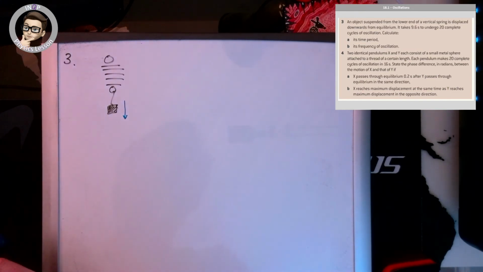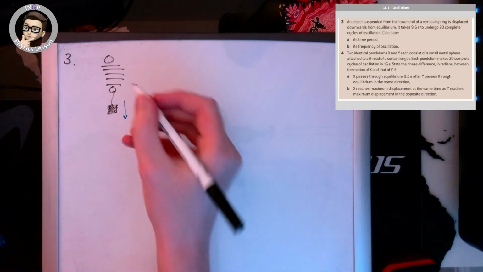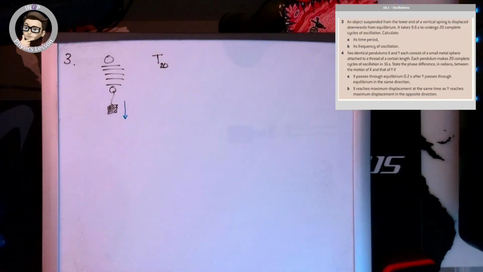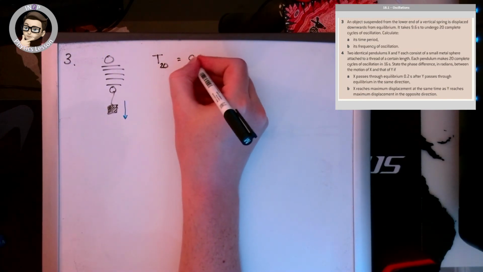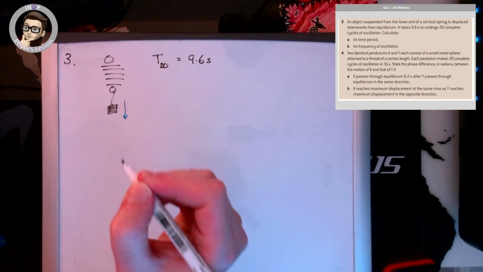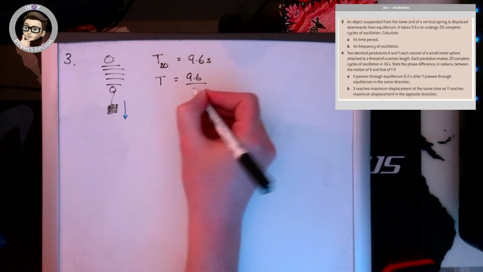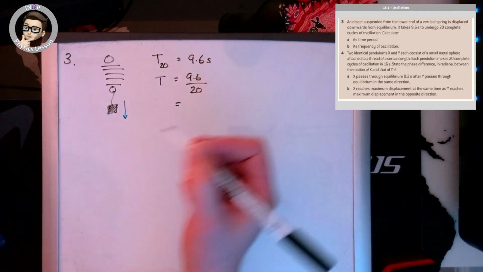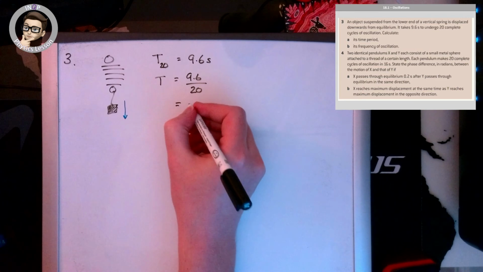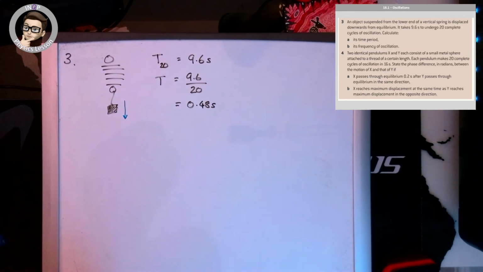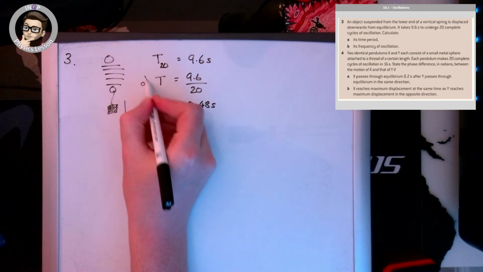It takes 9.6 seconds to undergo 20 complete cycles of oscillation. So we can say T20, so that's 20 lots of T, is 9.6 seconds. So therefore T is going to be 9.6 divided by 20, which gives us an answer of 0.48 seconds. So the time period for one oscillation is 0.48 seconds. So first of all, we've worked out the time period, that's A.